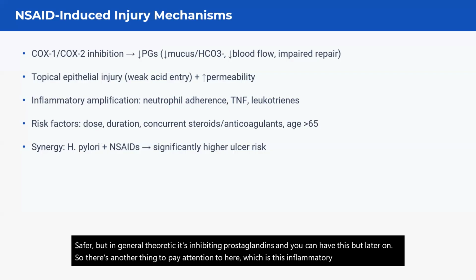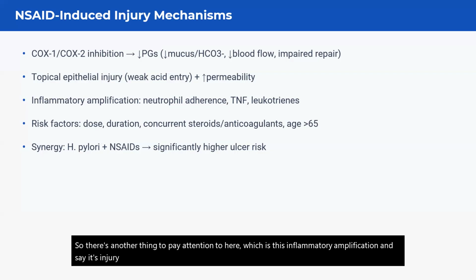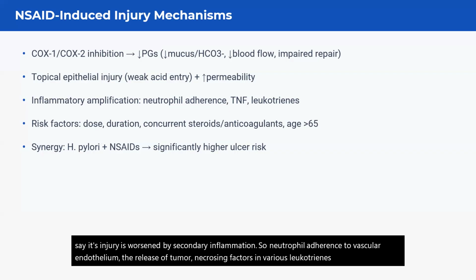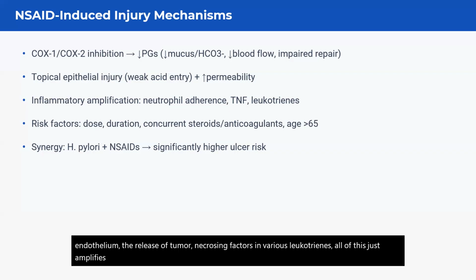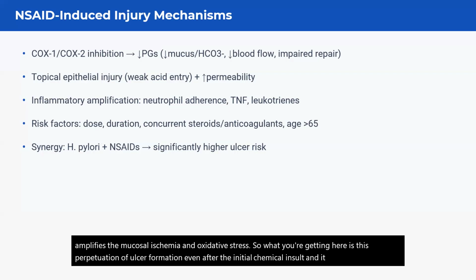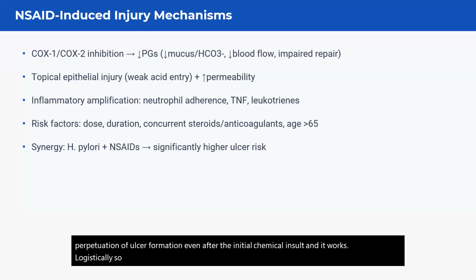NSAID injury is worsened by secondary inflammation. So neutrophil adherence to vascular endothelium, the release of tumor necrosis factor and various leukotrienes, all of this just amplifies the mucosal ischemia and oxidative stress. So what you're getting here is this perpetuation of ulcer formation even after the initial chemical insult. And it works synergistically. So when H. pylori infection and NSAIDs coexist, the risk of ulceration is multiplicative, not just additive.